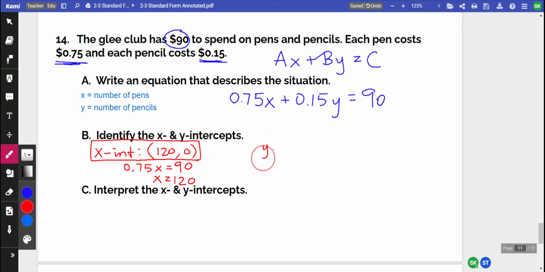For the y-intercept, it's very similar. We plug in 0 to the x value. So now I'm going to solve the equation 0.15y equals 90. And if I divide both sides by 0.15, I get y equals 600. So our y-intercept has the ordered pair 0, 600.